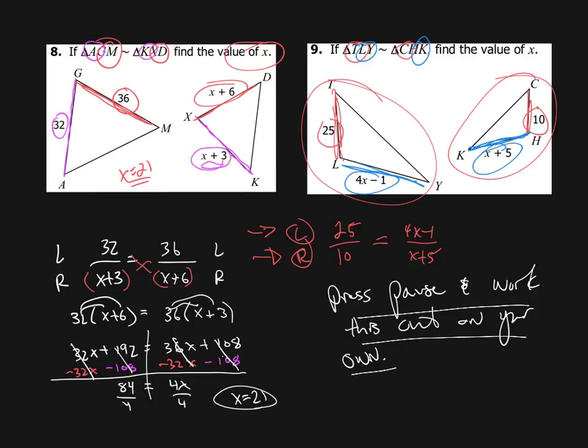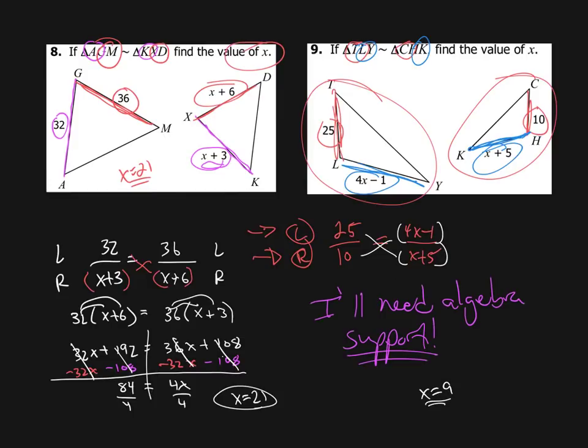I will tell you this, just a little helpful hint. Don't forget to put your parentheses, then cross multiply. And x does come out to be 9, just so you know, but I'll want to see the algebra. So when you're done, I'll need to see the algebra for this particular answer.